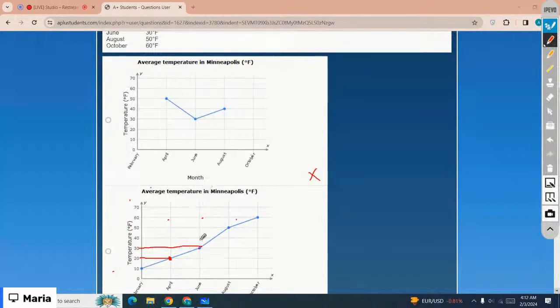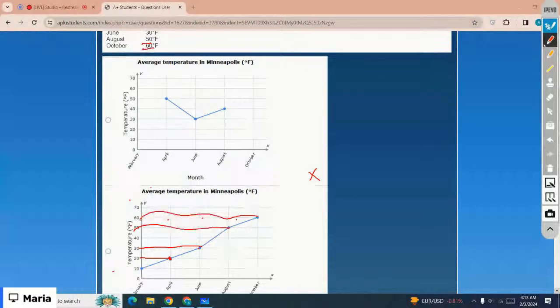If they are the correct ones, that means that is the correct option. Here is August, and match it to the y-axis. Here it is 50. Then October, match October to the y-axis. In October, the temperature is 60 degrees Fahrenheit. So that means option number 2 is the correct option.